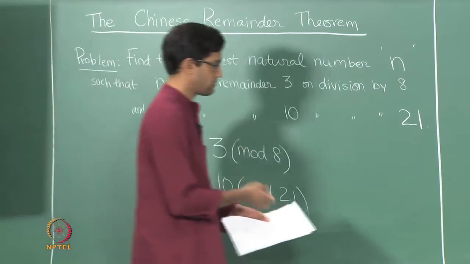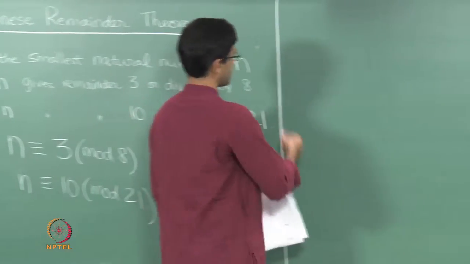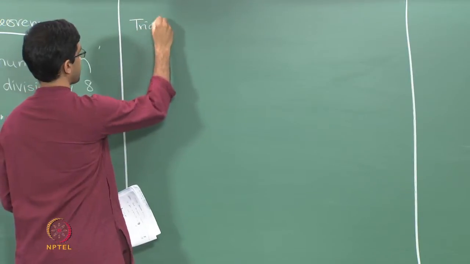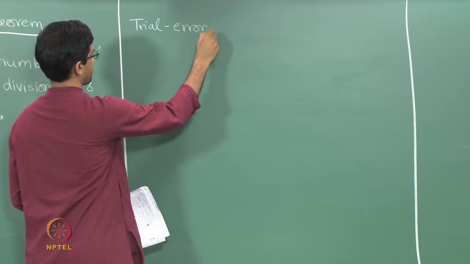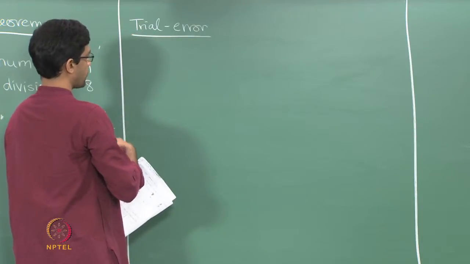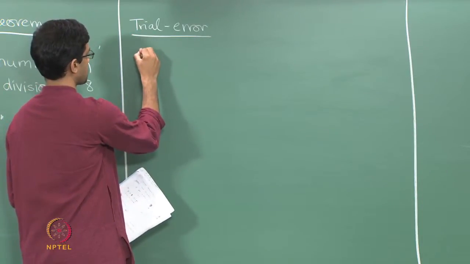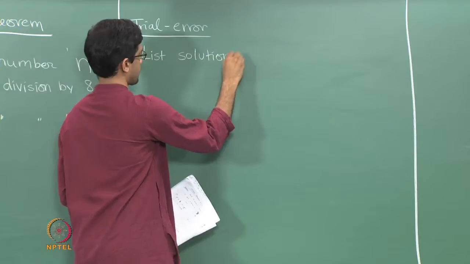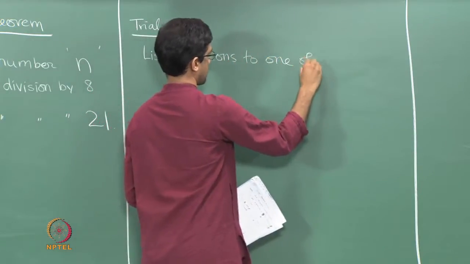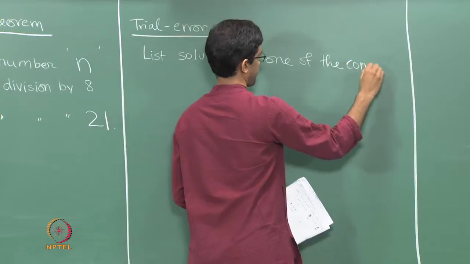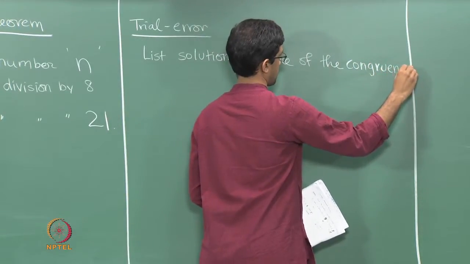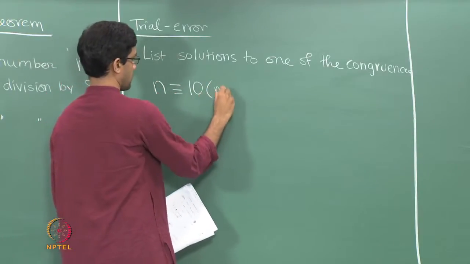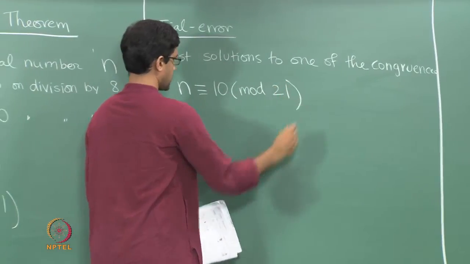So let's try and go about this in one way, which is a sort of a brute force approach. So here's a trial and error or a brute force method: you write out all possible solutions to one of the congruences. Okay, so list all solutions to one of the two congruences. For instance, here let me pick n is congruent to 10 modulo 21, and let's write out all the values of n.